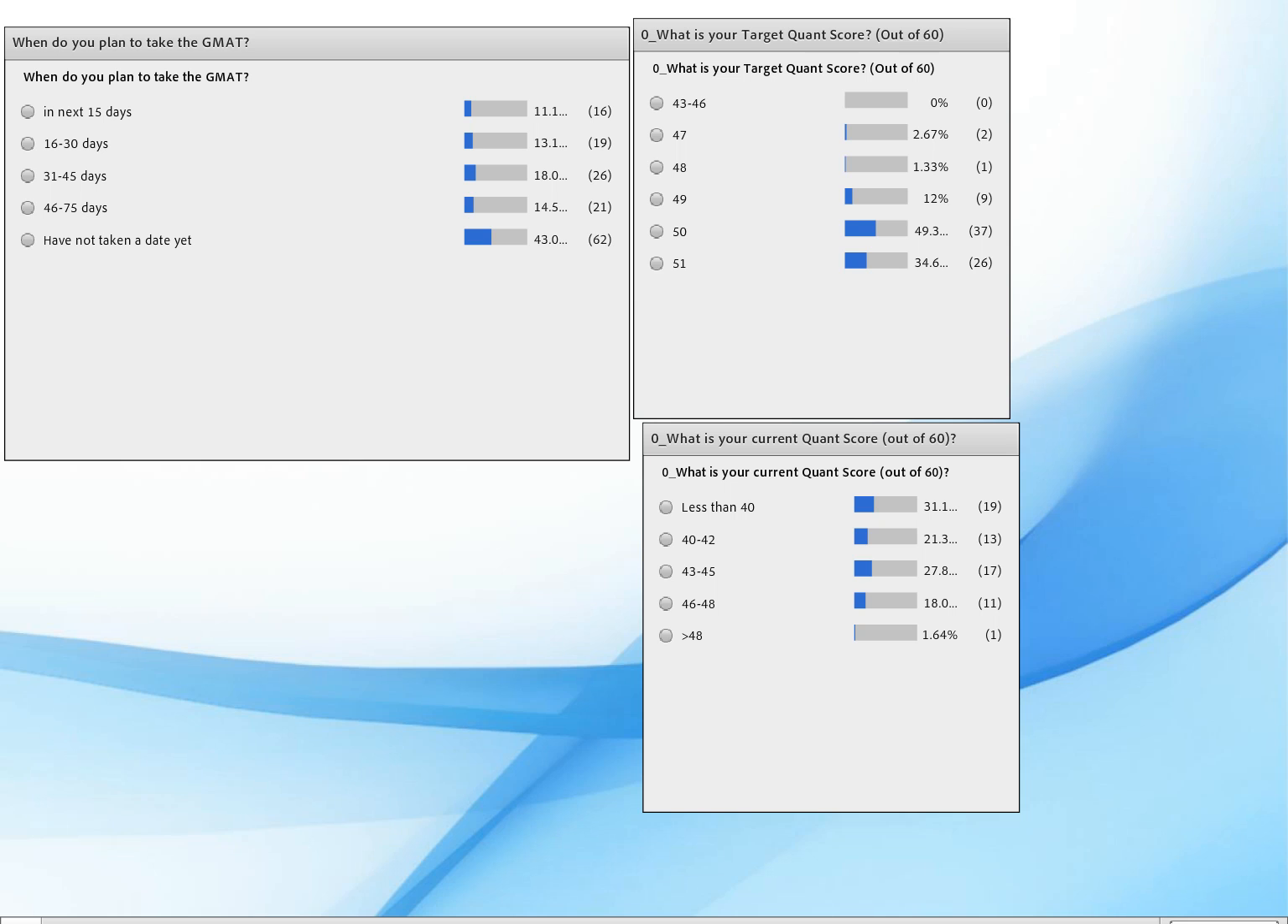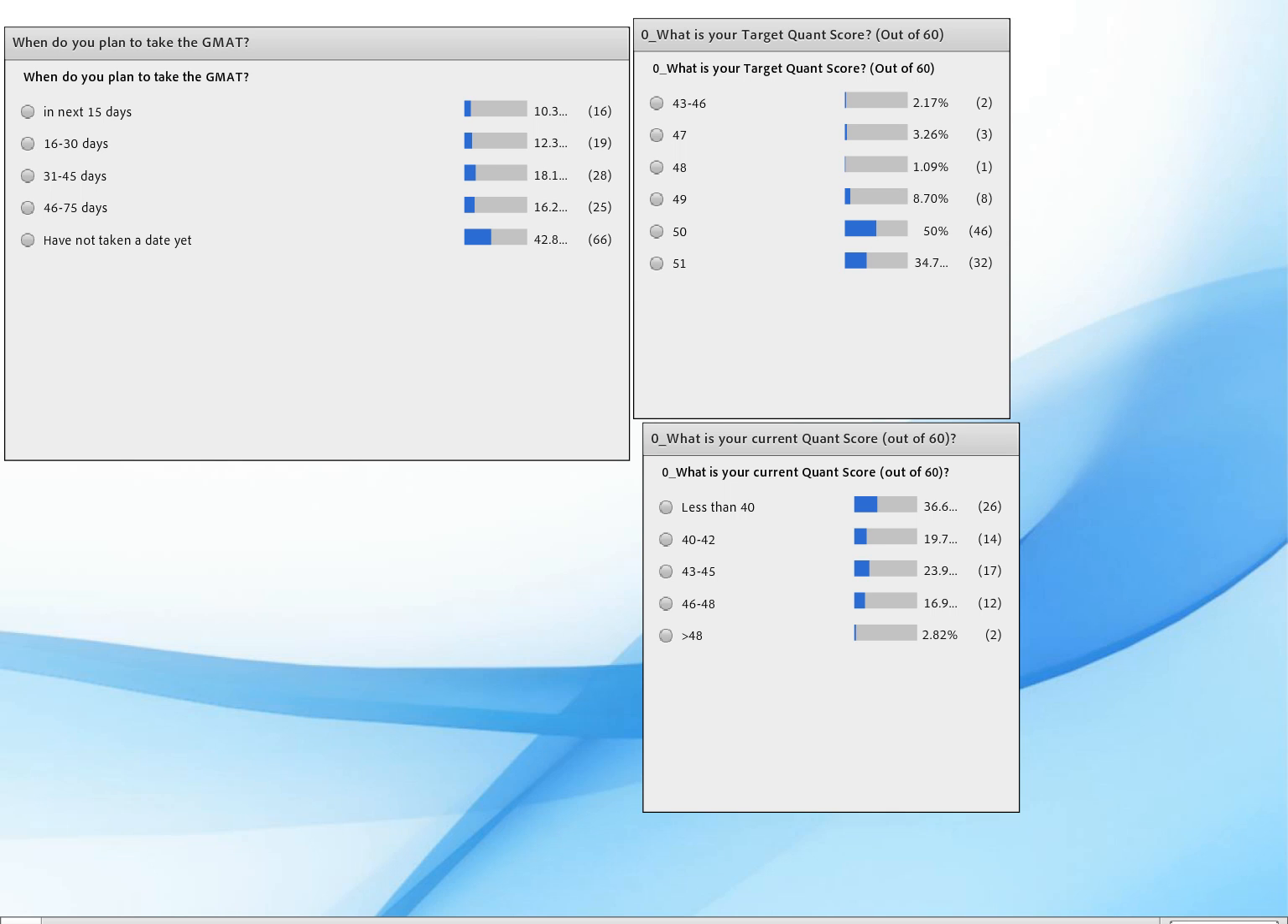All right, let's look at some data over here. Target quant score: overwhelmingly, upwards of 85% of the class is aiming for that score of Q50 or Q51, which is just kind of a perfect score. So that's good. We have some people who are aiming for really high scores. And if you add the Q49, that accounts for almost 95% of this group, give or take, or 94%, depending on when you look at that data.